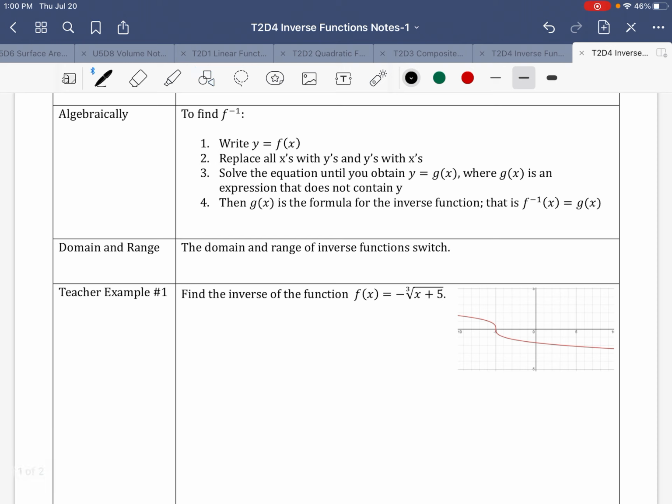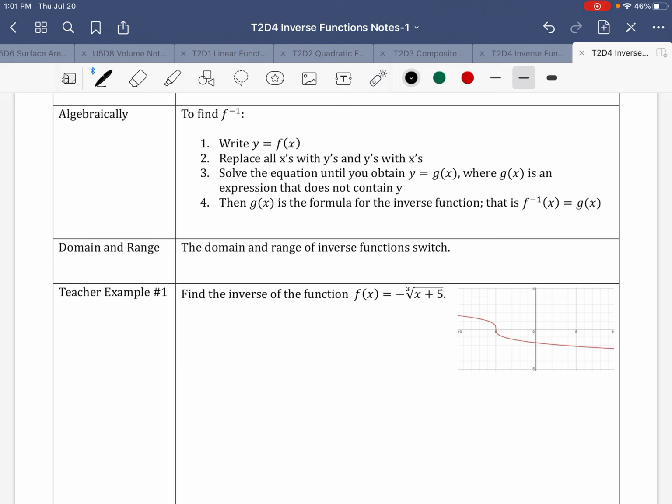Algebraically, to find the inverse, we're going to write y equals, flip all of our x's and y's, solve for y, and then rewrite it as f of -1, or the inverse function of f, is equal to whatever you got.